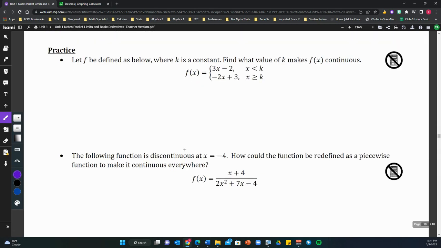So let's dive in and try a couple of these. For the first one, we're going to start with a piecewise function, and we are missing the transition value. So let f be defined as below, where k is some constant. We want to find what value of k makes f of x continuous. Okay, so basically we just need to know where these two functions intersect.